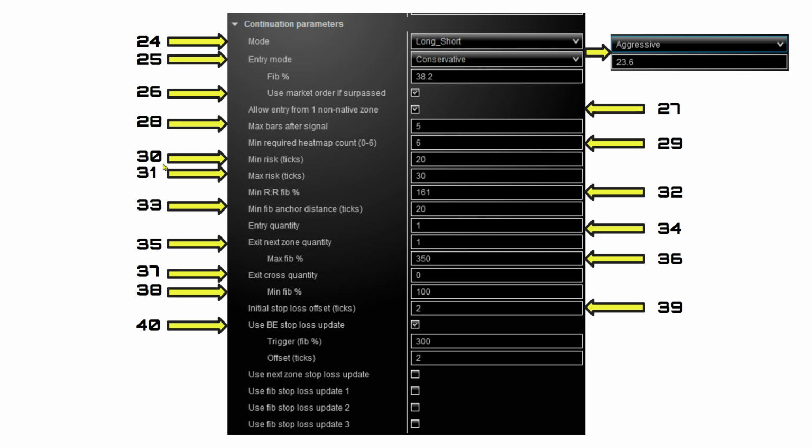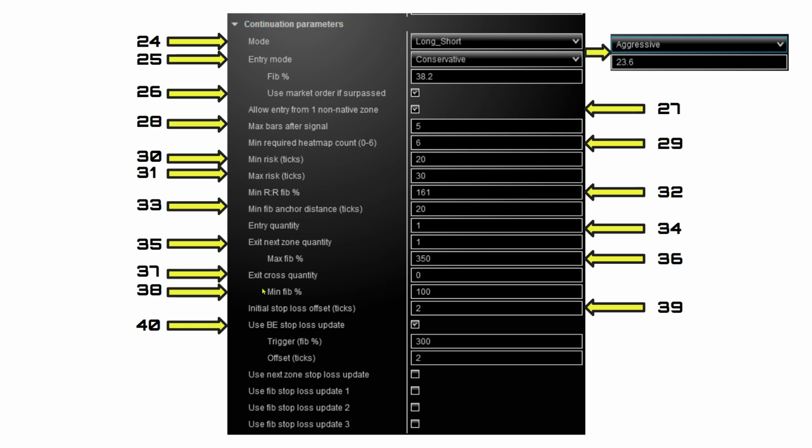Number 30, number 31 is the minimum and the max risk. These are pretty much the same. 32 is the minimum risk to reward. Fib anchor minimum, number 33. Quantities and exit at next zone quantities and max fib. It's all the same from that point. It's just a different type of trade.